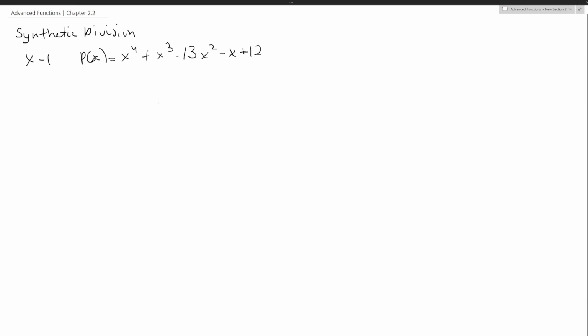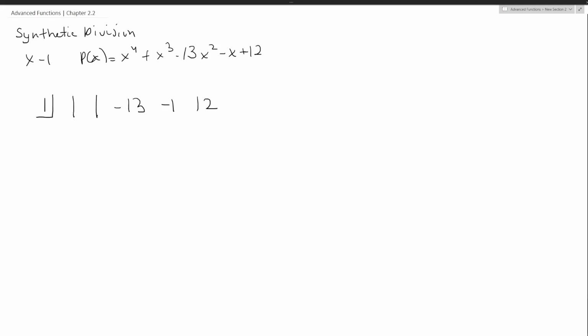Okay, so we have our little chart method, or synthetic division. X minus 1, so our factor is 1 and we separate it by a little box. I like to do half a box, it just looks better. And then we carry down all of the coefficients. So we have 1, 1, negative 13, negative 1, and then plus 12.